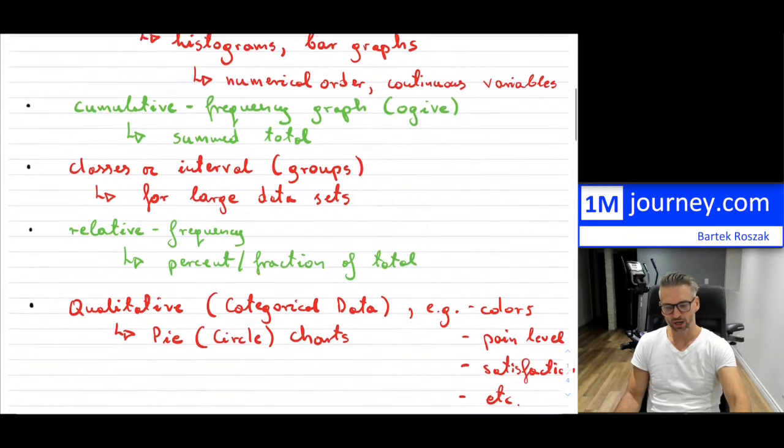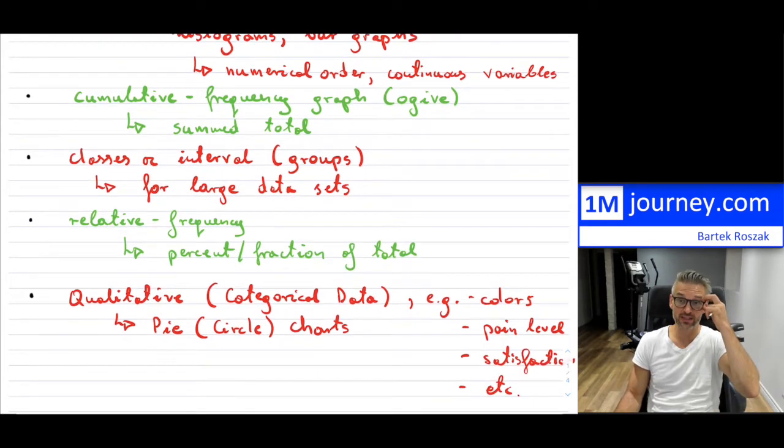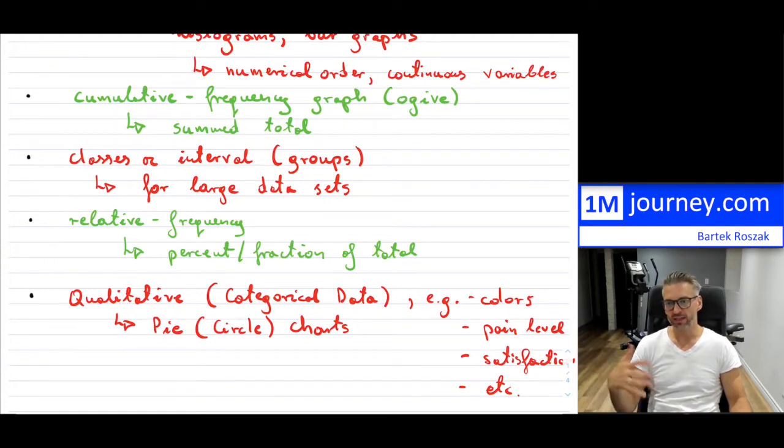And then, I'll talk about also relative frequencies. So those are typically given in percent or fraction. Sometimes even the cumulative frequencies are given as percent and fraction. But the relative frequency is how big the groups that you have are with respect to the total. And, finally, we'll get into some qualitative or categorical data, things like if you're interested in colors or pain levels of patients or the satisfaction that students might have. So those are more qualitative instead of quantitative.